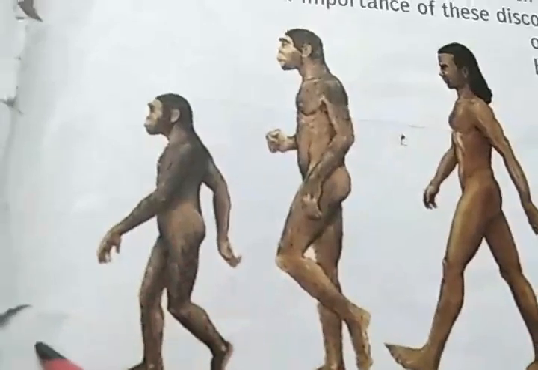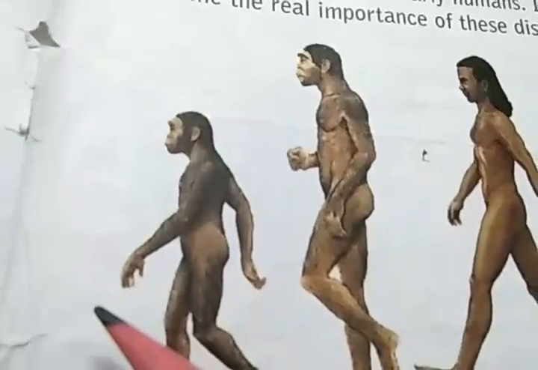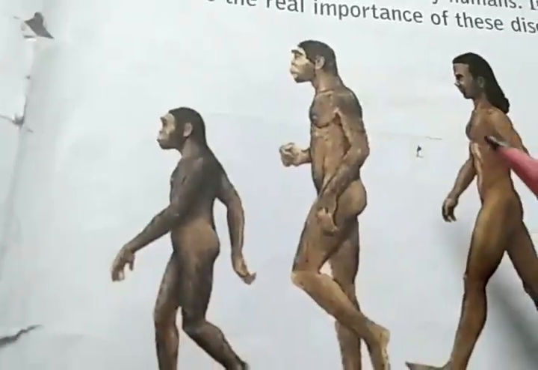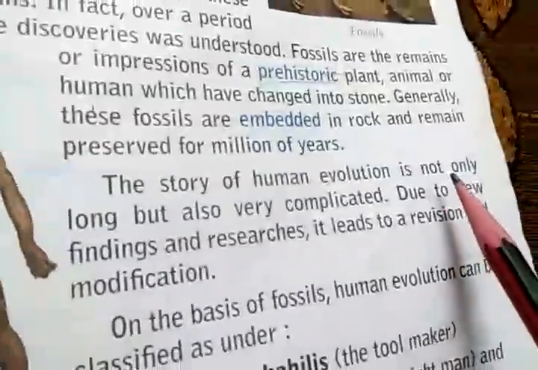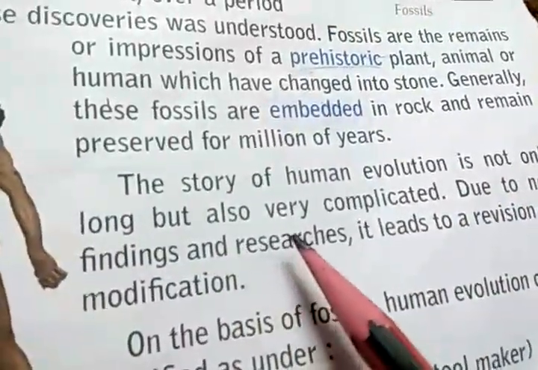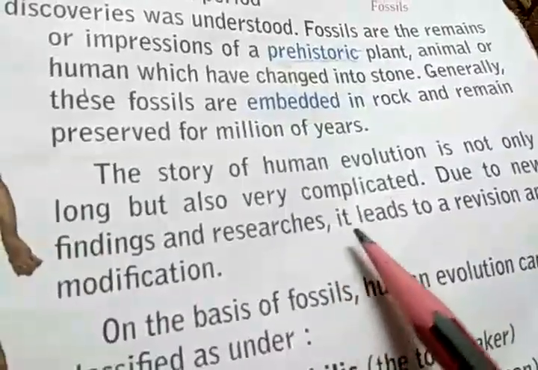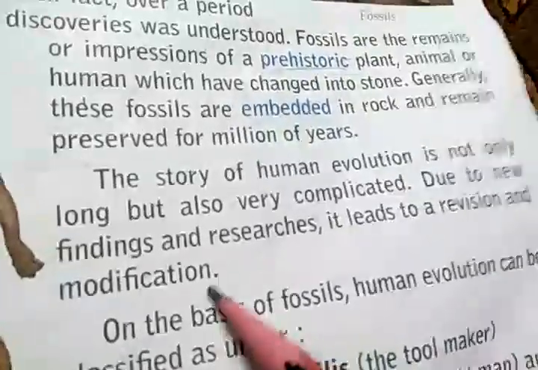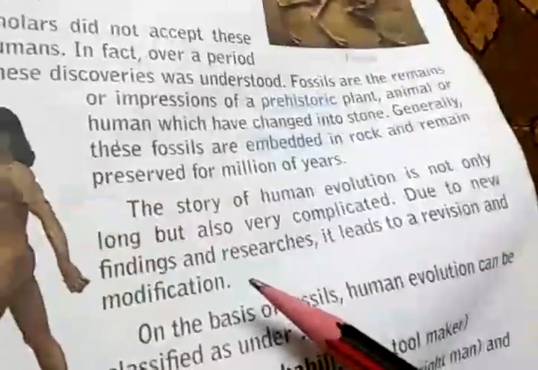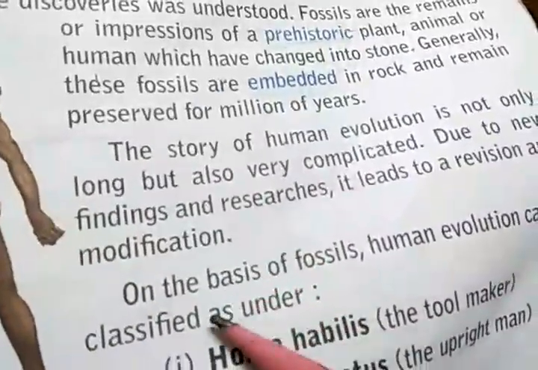And even before this, there is one more stage when the man used to walk on all four legs like animals. So this is how the evolution took place. First step, second step, third step, and in this way it is a long process. So the story of human evolution is not only long but also very complicated. Due to new findings and researches, it leads to revision and modification. So nowadays more and more researches are done, so that we come to know more about the early man.